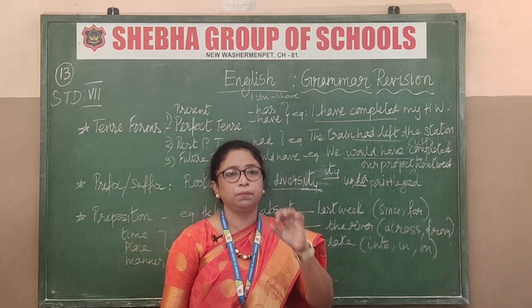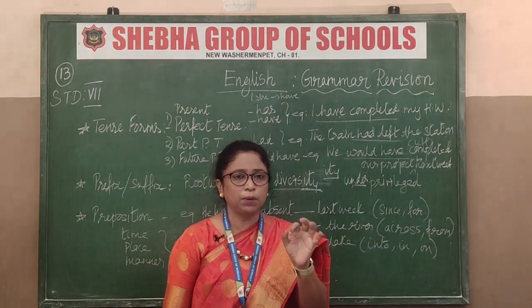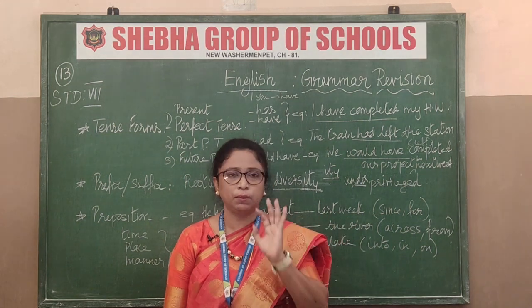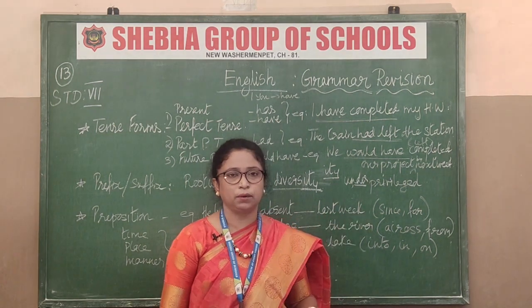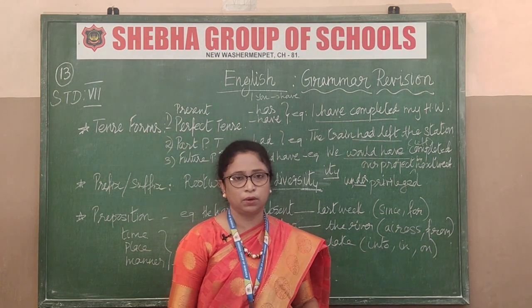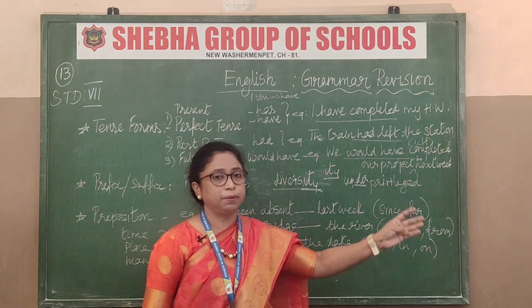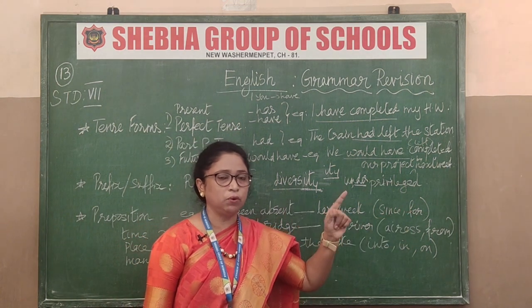Without a preposition, you will not be able to write a single word or a single sentence properly. This is very necessary for a sentence to be complete. So this preposition has three kinds: time, place and manner.